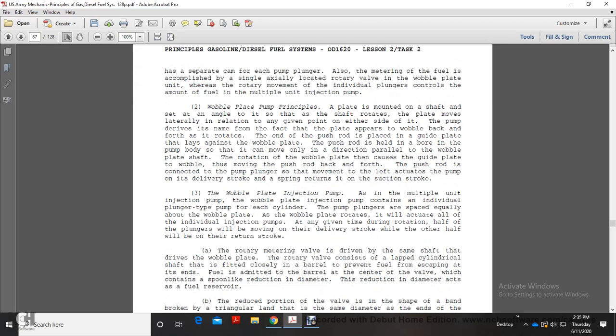The plate is bound with a shaft set at an angle. As the shaft rotates, the pump moves laterally in relation to the angle given either side of it. The pump derives its name from the fact that the plate appears to wobble back and forth as it rotates. At the end of the push rod is a guide plate that lays against the wobble plate, with the push rod itself in a bore in the pump body so that they can move in a direction parallel to the wobble pump shaft.